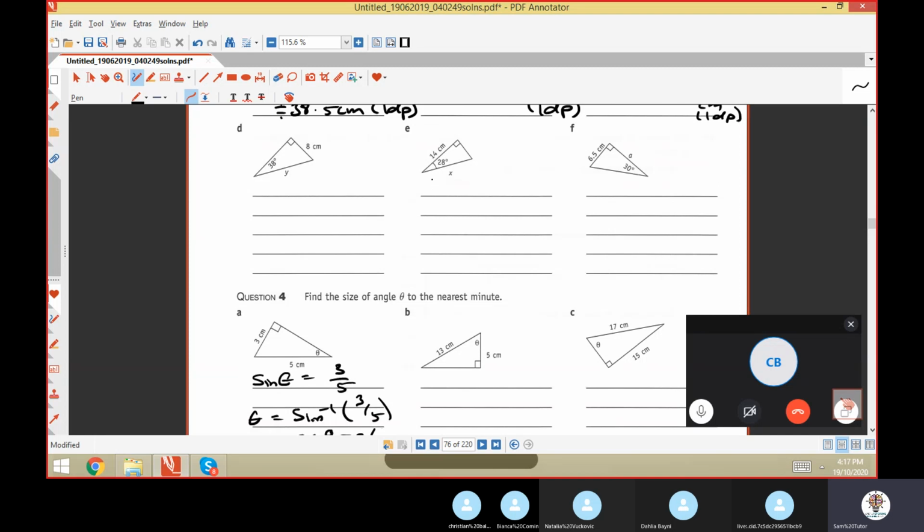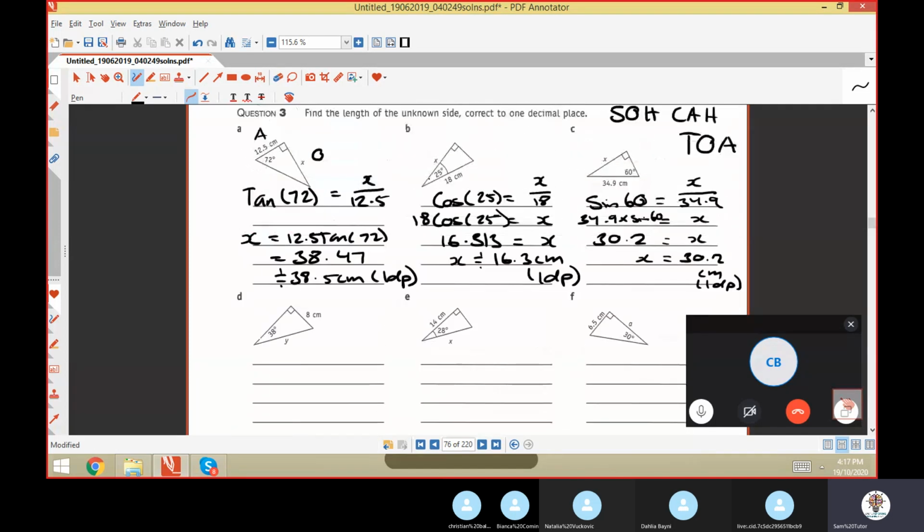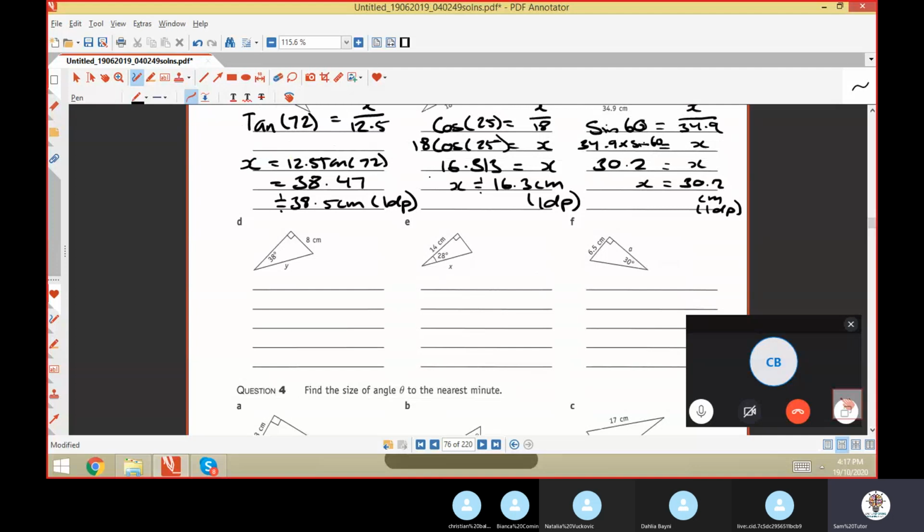What would the answer of B be? 2D? Yeah. 3D? 3. Okay, so this one, opposite over hypotenuse would be sine 38. 8 on y, you have to isolate y, so you have to move it up. So you get y is equal to 8 on sine 38.